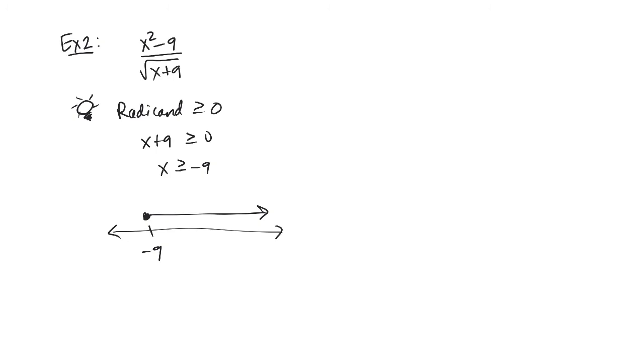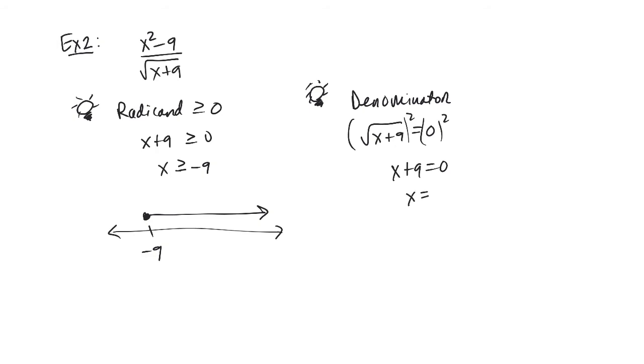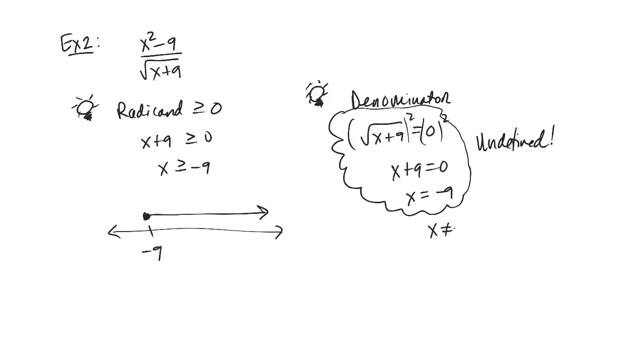Okay, now usually we're thinking about, okay, we can't have the denominator equal to 0. So usually that's kind of a separate thing, but in this case it's actually the same issue. You cannot have the entire denominator equal to 0. So when does that happen? We can solve that. x plus 9 equals 0, subtract 9. So when x is exactly equal to negative 9, that is undefined. So we cannot let this equal negative 9.